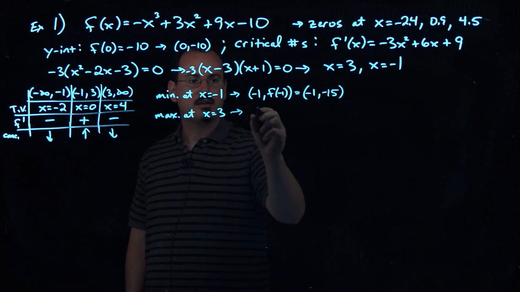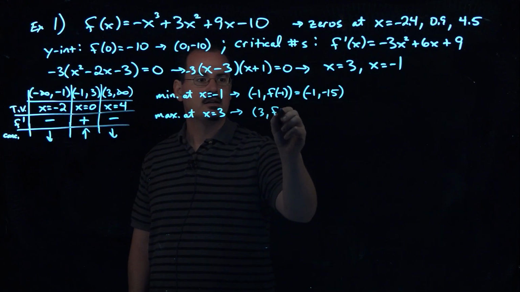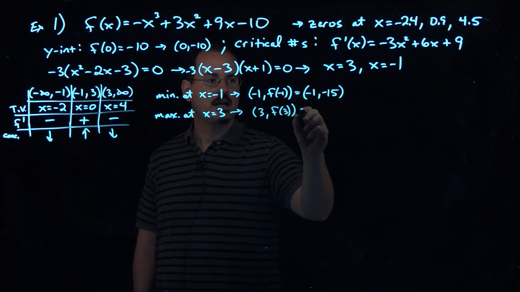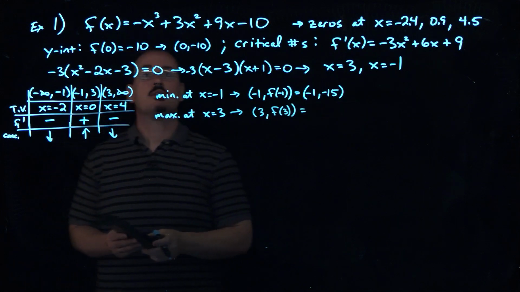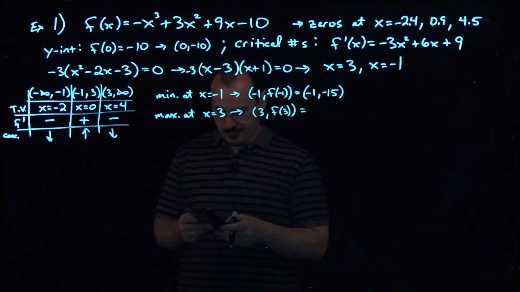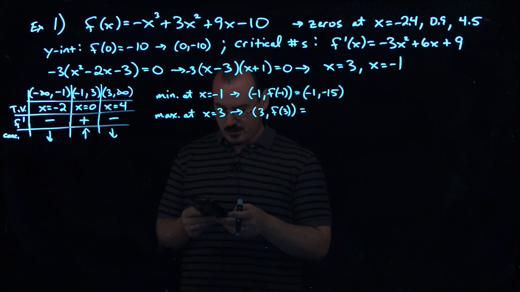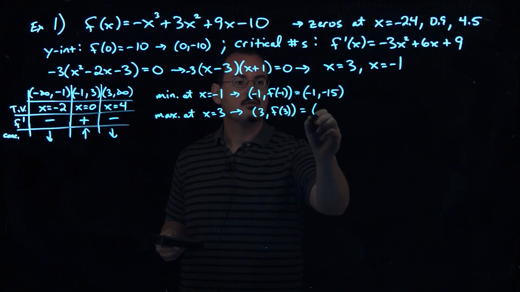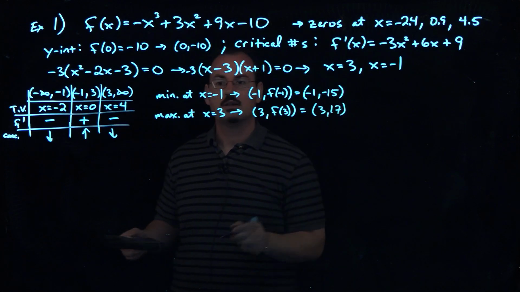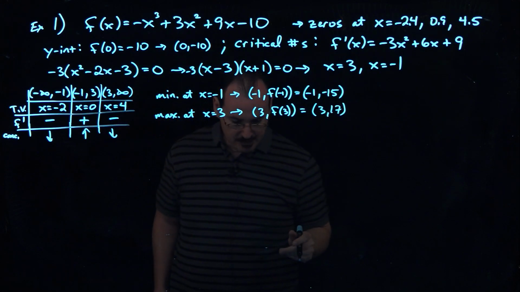And then we've got a maximum at 3. So again, this is 3. And then to figure out the y value, we have to plug that 3 back into the original function. I'm going to have to use a calculator on this one. So we get -3, or cube that actually, third power, plus 3. And then 3 squared, that's 9, so 3 times 9. And then 9 times 3 again, another 27. And then minus 10. So we're going to get 17 for that. So 17 is our maximum value.